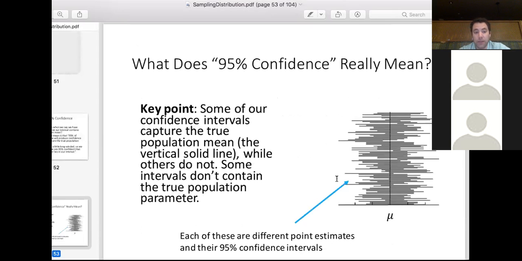What it actually means is that some of our confidence intervals capture the true population mean while others don't. We're really talking about 95% of these confidence intervals encompassing the true population parameter.